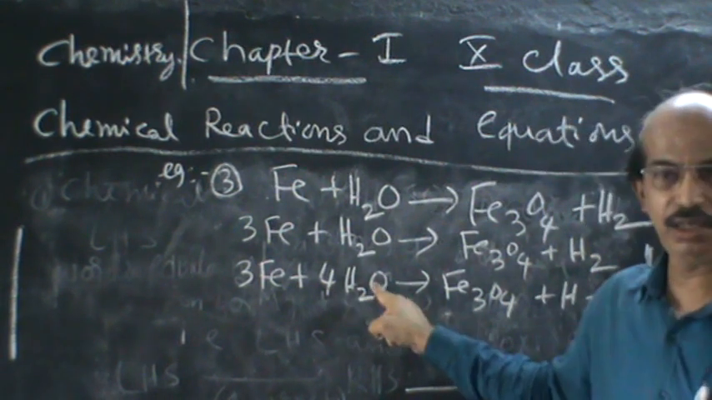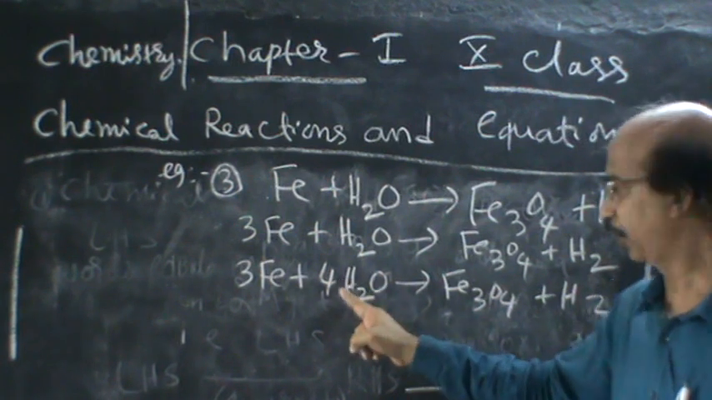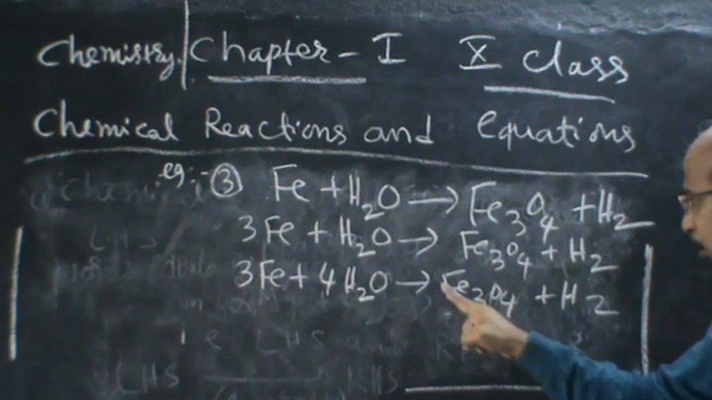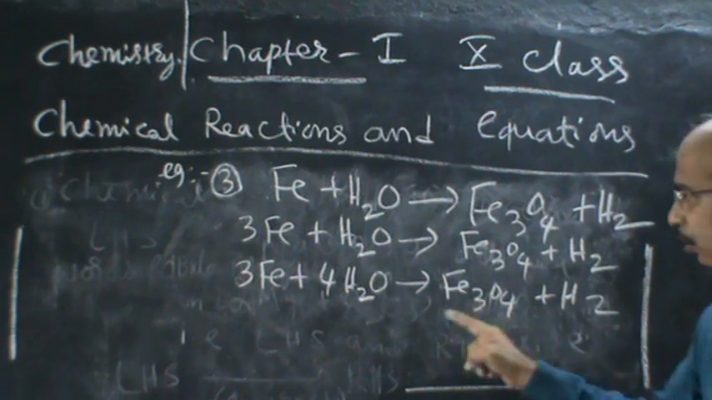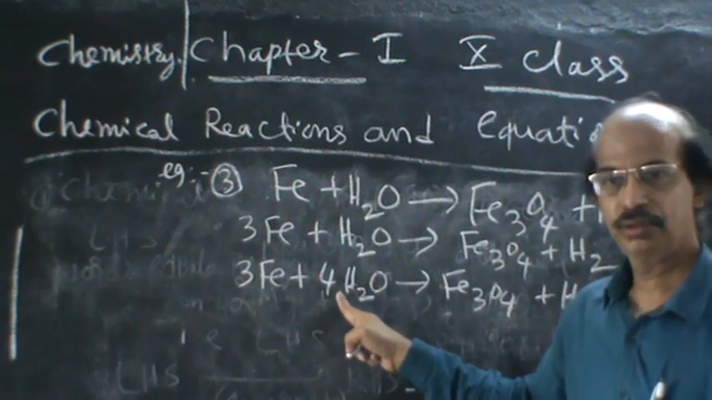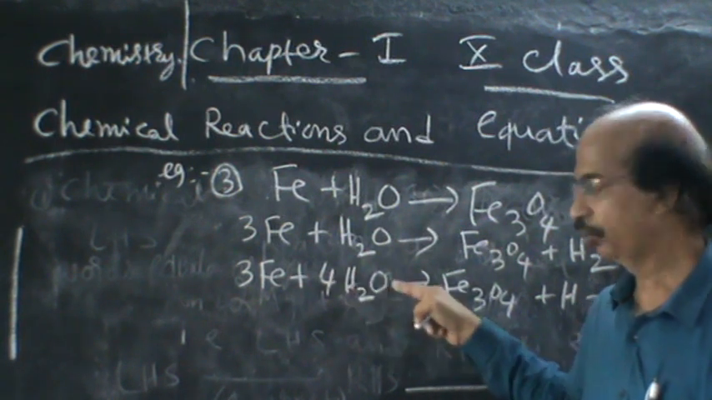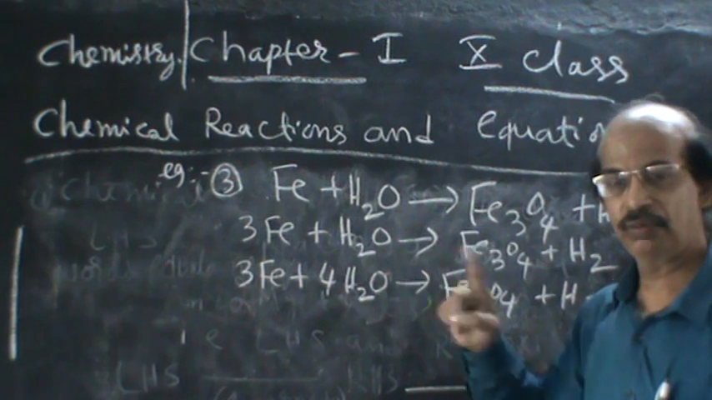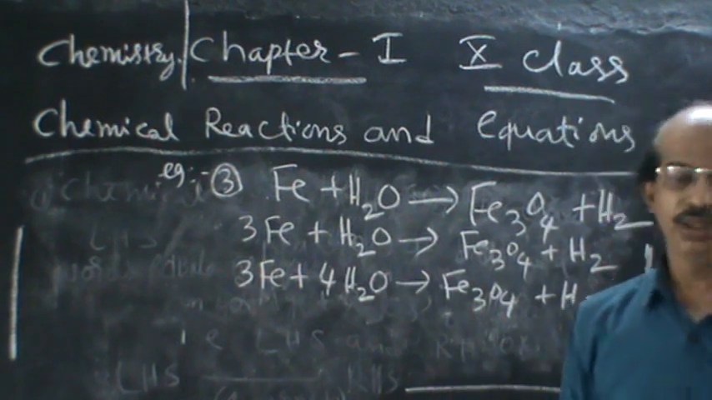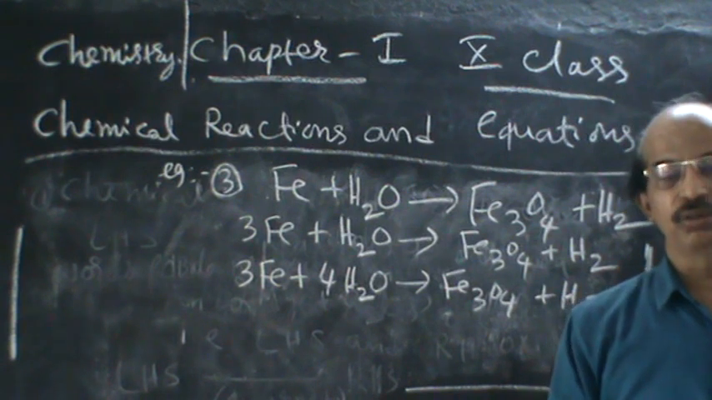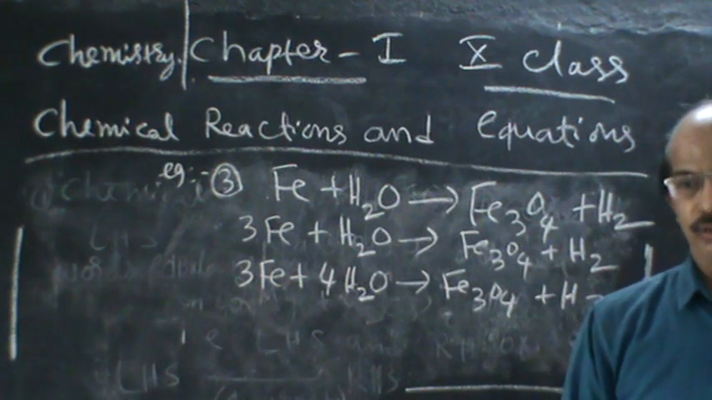Now oxygen is balanced: 4 into 1, 4. Oxygen 1 into 4, 4. But it is affecting hydrogen now. If you write a number, I told you, it affects all. That's why final checking is important. If you do any mistake, it will come out in the final checking. Again, you have to correct those mistakes.